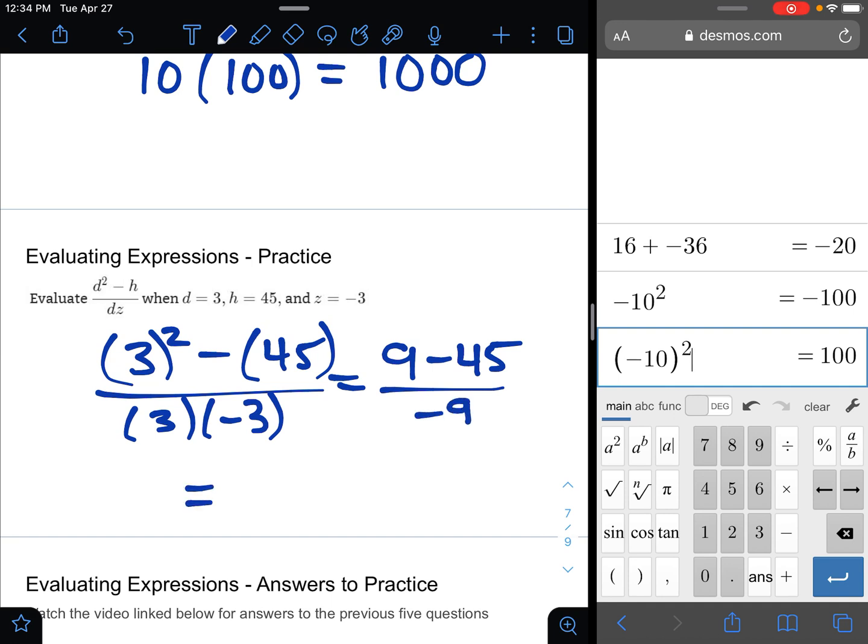When you do this, do the whole top separate from the whole bottom, and then at the very end we'll divide these. So 9 minus 45 will do next. Keep the over negative 9 on the bottom. Now we're at the very end here, number divided by number. We simply divide those two to get our answer 4. And that's how we get those answers.